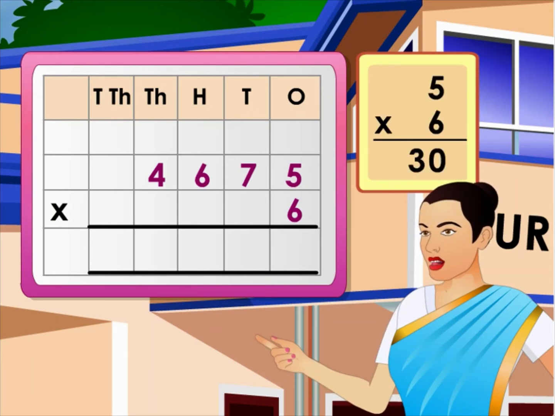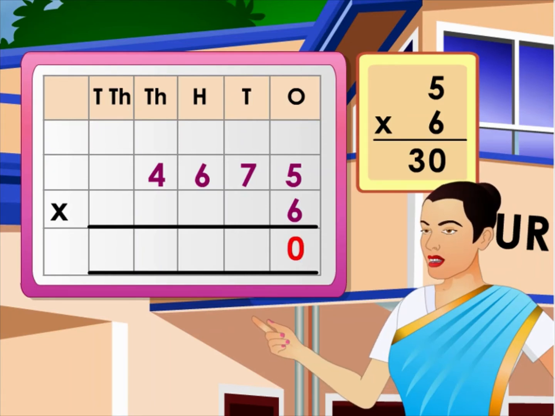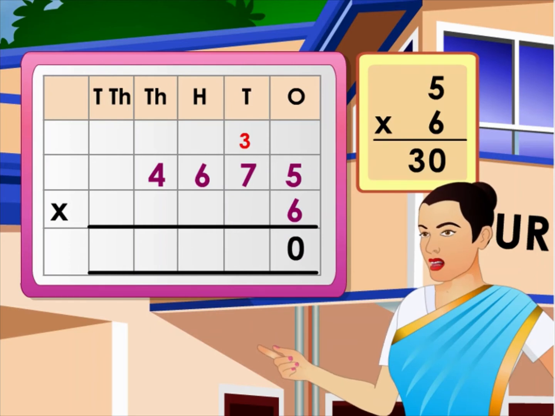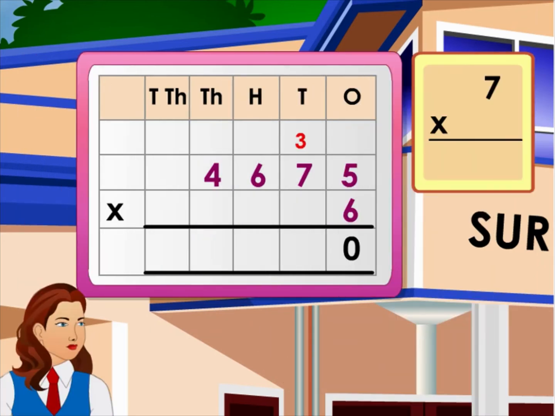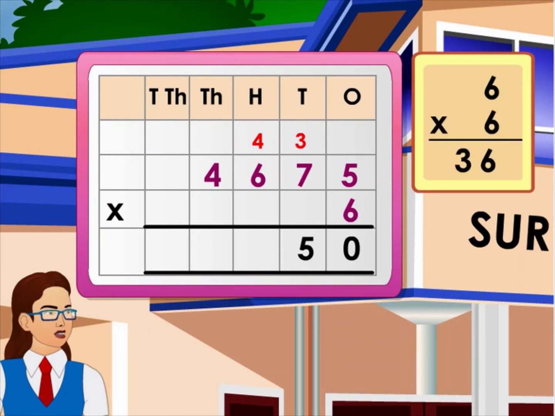5 times 6 will be 30, which means we get 3 tens. So we write 0 and bring 3 tens to the tens place. Now can you continue? Yes, 7 times 6 will be 42. We add 42 to the 3 tens. We will get 45. This means we have 4 hundreds and 5 tens. So we write 5 in the answer's place and we bring 4 to the hundreds place. Now 6 times 6 will be 36, which we should add to 4. This gives us 40. We write 0 in the answer's place and bring 4 to the thousands.